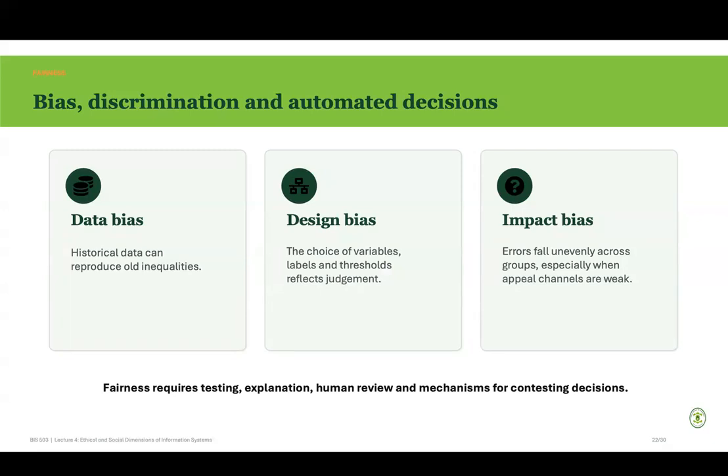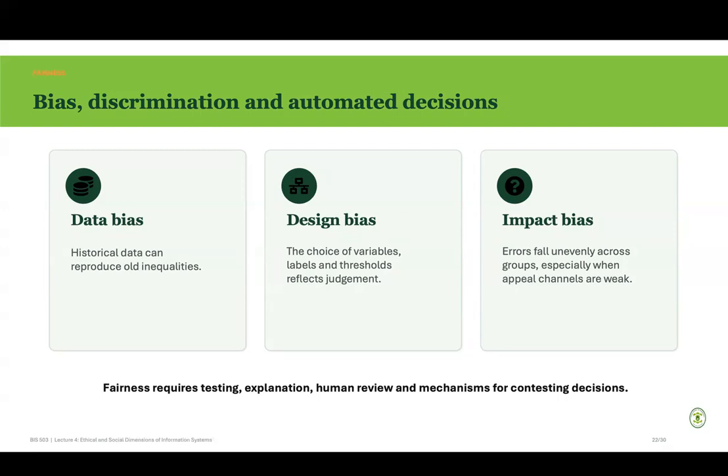We are saying that data bias can happen when the historical information or the historical data reflects some kind of inequality or excludes some people or groups. When you feed this into an AI, the AI is going to be biased.